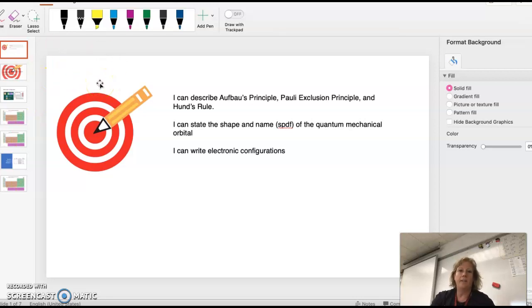Hi, this is another video on electron configuration. It's going to be hopefully short and sweet. I just wanted to show you some tricks to make it easier, and then also just one other way that we can show electron configuration.